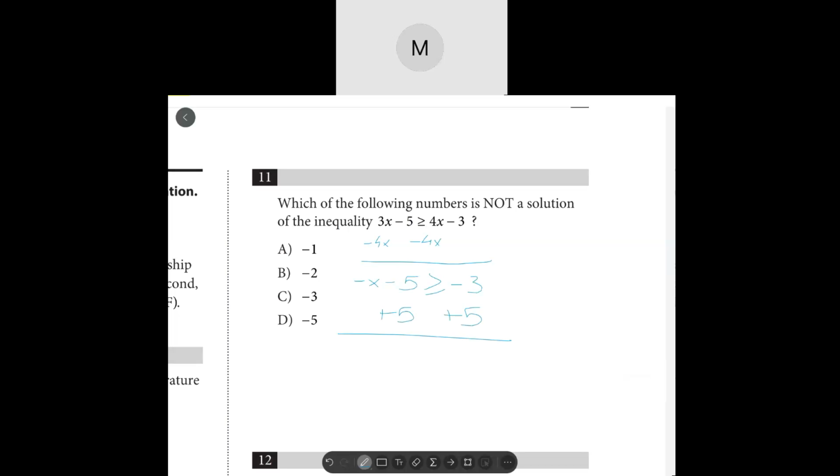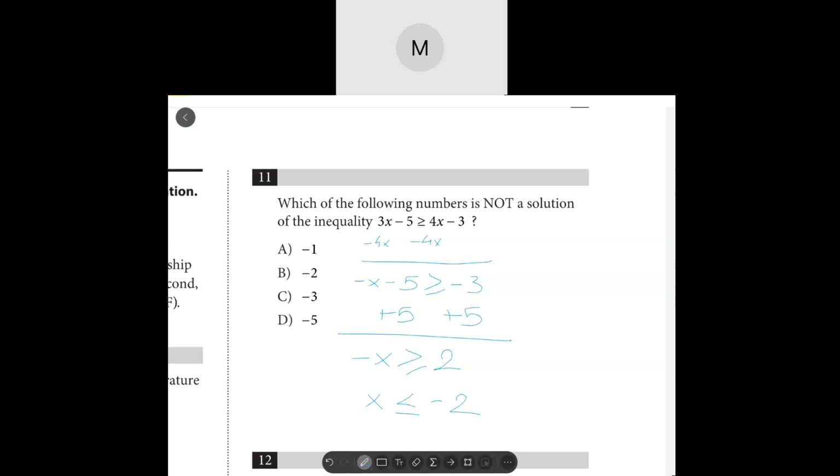If you're confident enough, do minus 4x and plus 5 all in one step. It's still going to give you the same answer, and it's actually going to save you some writing. So if you're confident, do everything in one step and it'll still work out. So I'm left with negative x is greater than or equal to 2, which means x, remember, now I'm dividing by negative 1, so the sign flips, is less than or equal to negative 2.